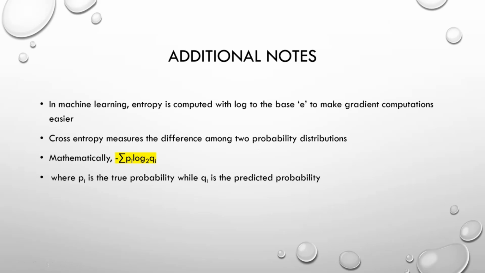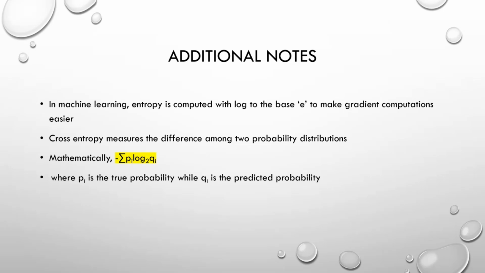Additionally, a point to mention here is that when we are talking about entropy in machine learning, back propagation is the primary computation method in neural networks. So in order to make that gradient computation simpler, we use base e instead of base 2, which is used for bits. The entire concept remains the same, however, the base changes.